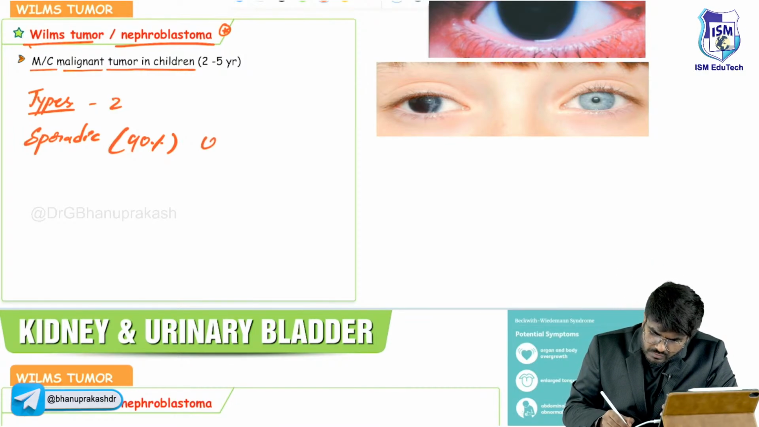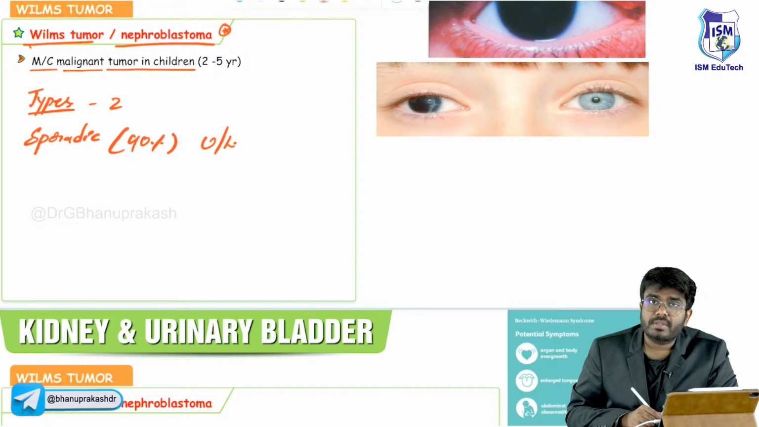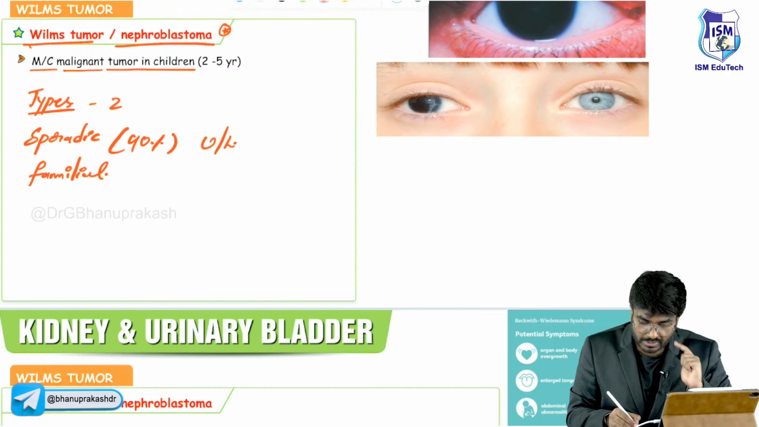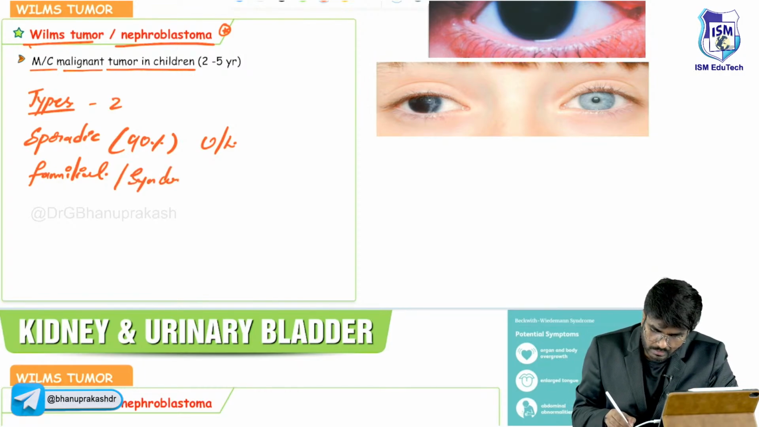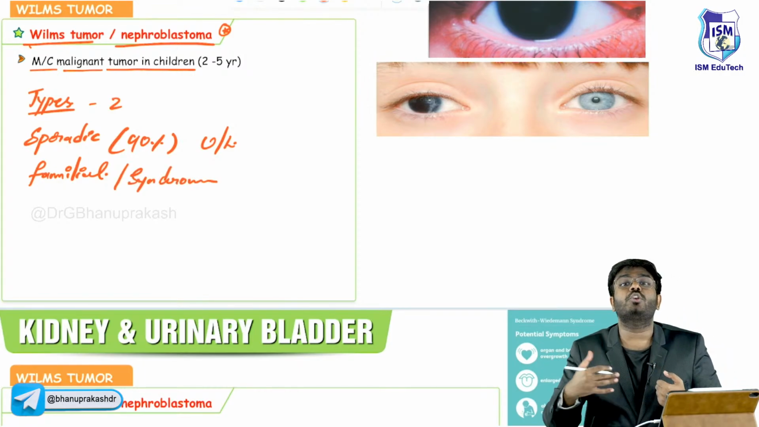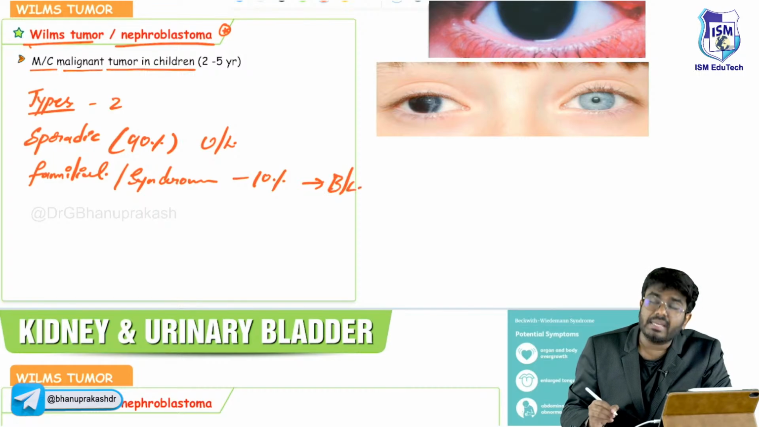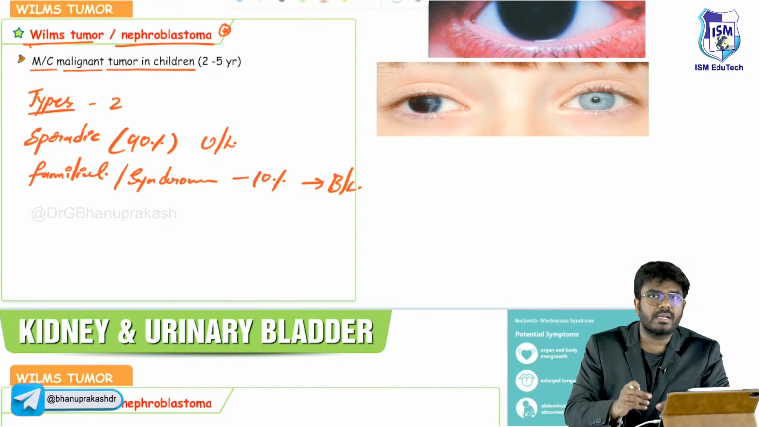But sporadic means usually one kidney is going to be affected, unilateral, or it can be familial, or syndromic, which means genetic involvement is there. Syndromic means associated with some syndromes. Familial is 10% of the cases, and in familial variants there will be bilateral cancers of the kidney.